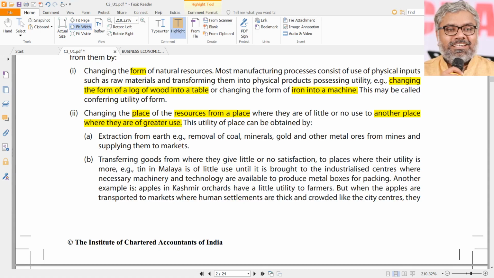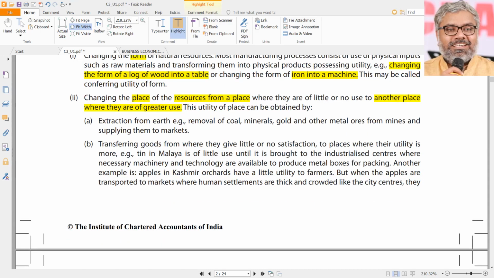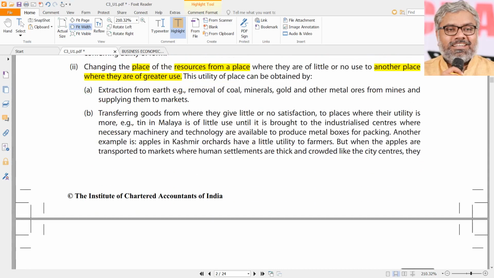It has taken the resources from a place where they have less use to a place where they are of greater use. And how can this place utility be obtained? Naturally from extraction from the earth, as we are talking about coal, minerals, gold, or crude oil, etc. That is extraction from the earth.